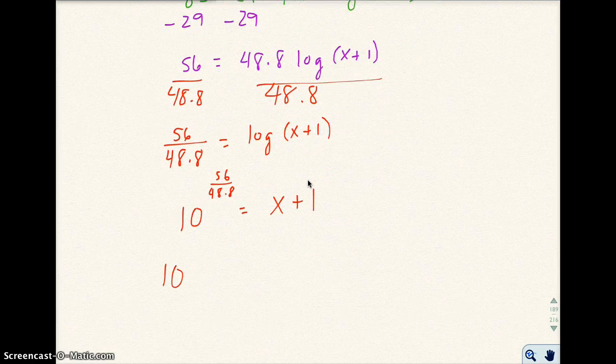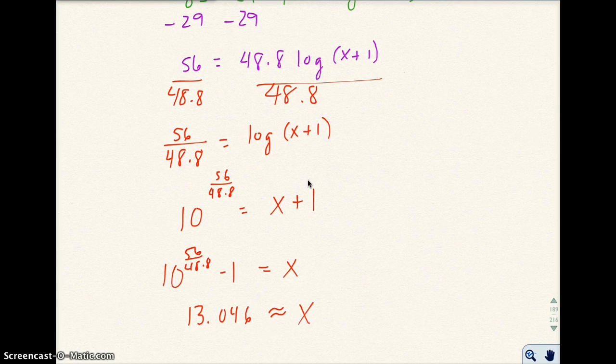Subtract 1 from both sides. I get that's what x is equal to. So I'm going to type it into my calculator. So 10 raised to the, and put in parentheses, 56 divided by 48.8. I get 14.04, minus 1, and I get 13.046 approximately.